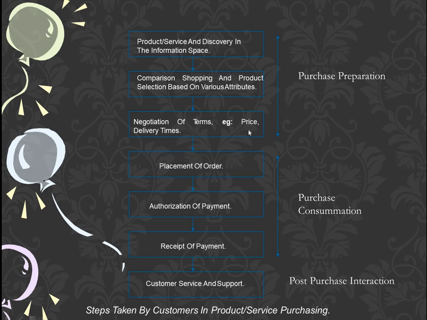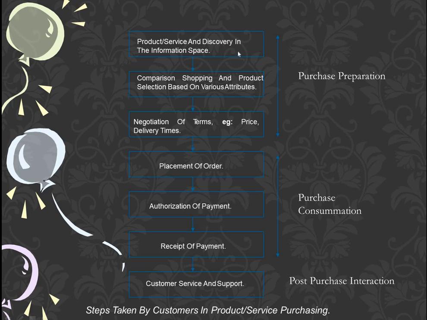And negotiation of terms, for example, price, delivery times, etc. So you will also check the price from one merchant to the other merchant, and then you will also check the delivery time. Sometimes a person will offer delivery 2 days earlier. So everything is compared by a customer.